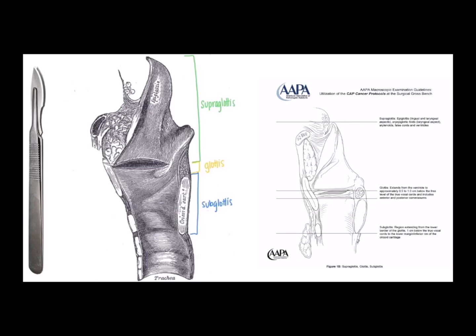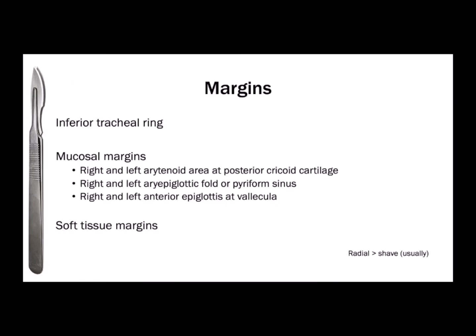And so this, importantly, is going to include that anterior and posterior commissure. And remember, those are just where the cords are meeting either anteriorly or posteriorly. And then inferior to that, so from about 1 centimeter below that true cord to the inferior margin of that cricoid cartilage, that's going to be subglottic, okay? So these are going to be important. You always want to note in your gross description where exactly that tumor is.